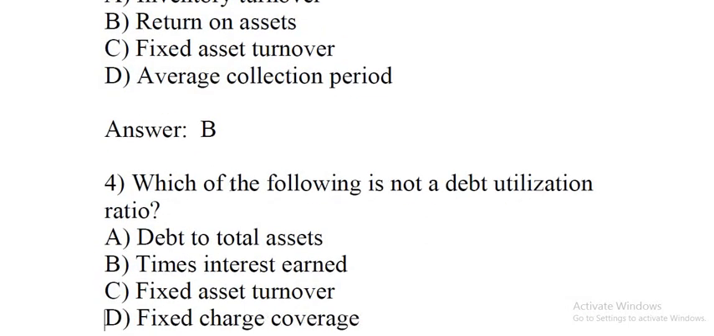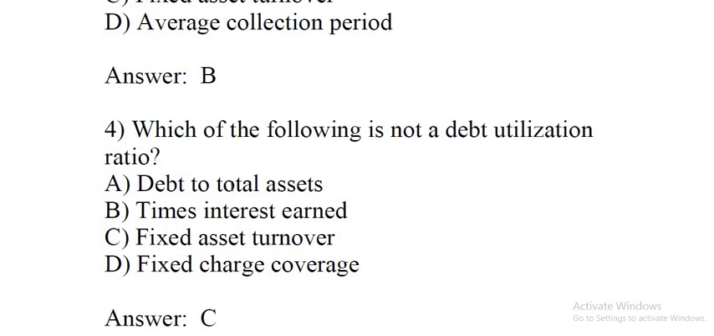Fourth question, which of the following is not a debt utilization ratio? Debt to total assets, times interest earned, fixed assets turnover, fixed charge coverage. The answer is C, fixed assets turnover.